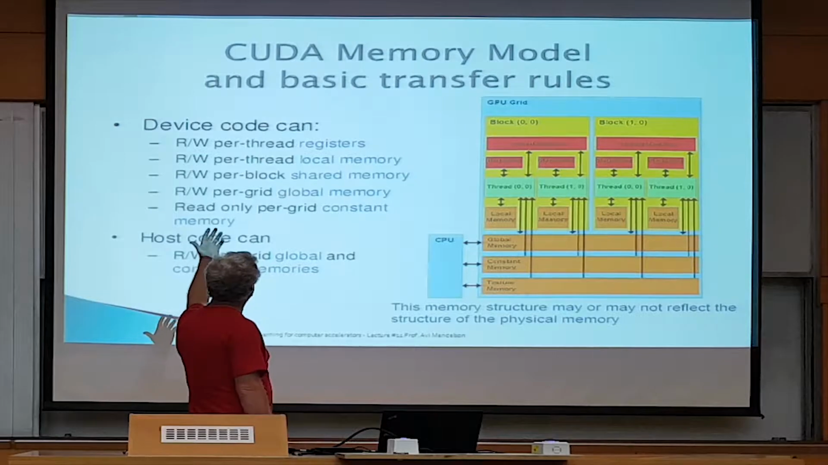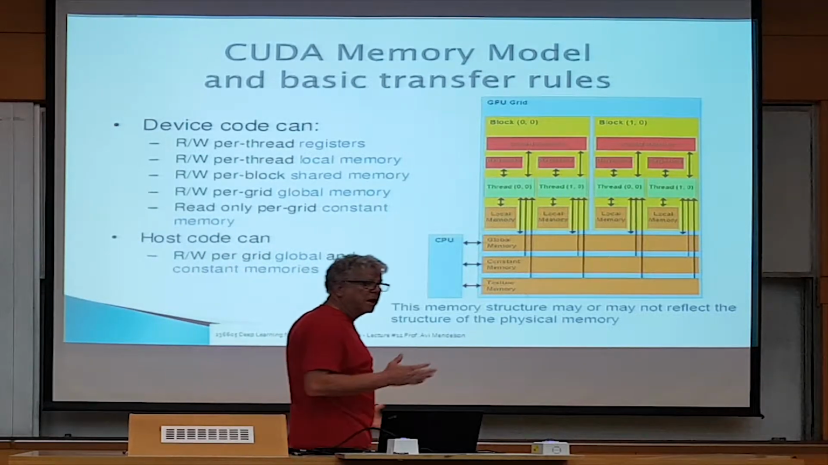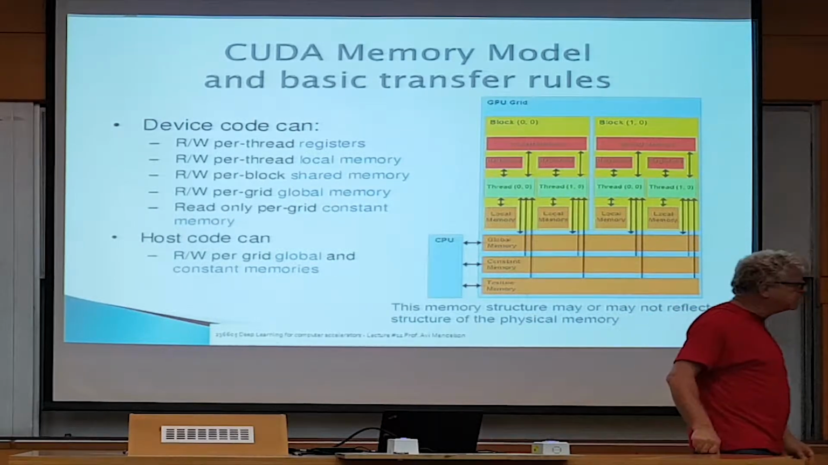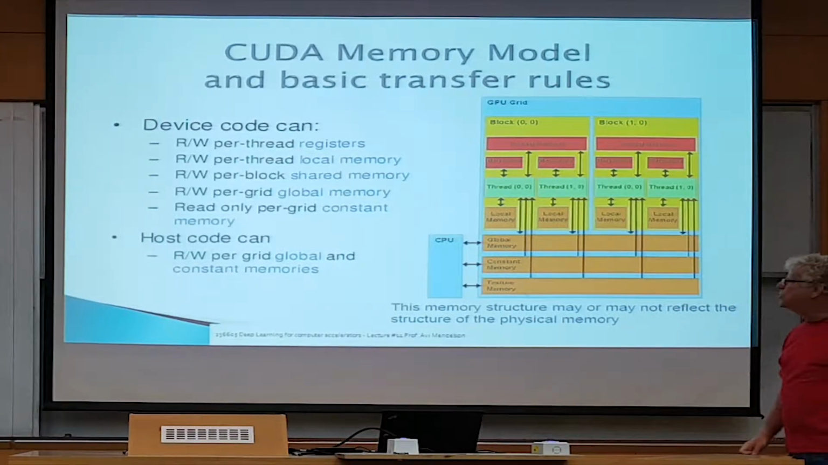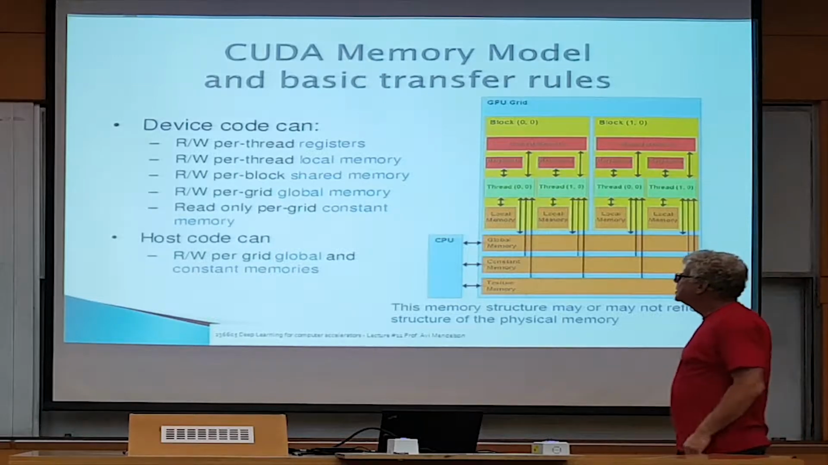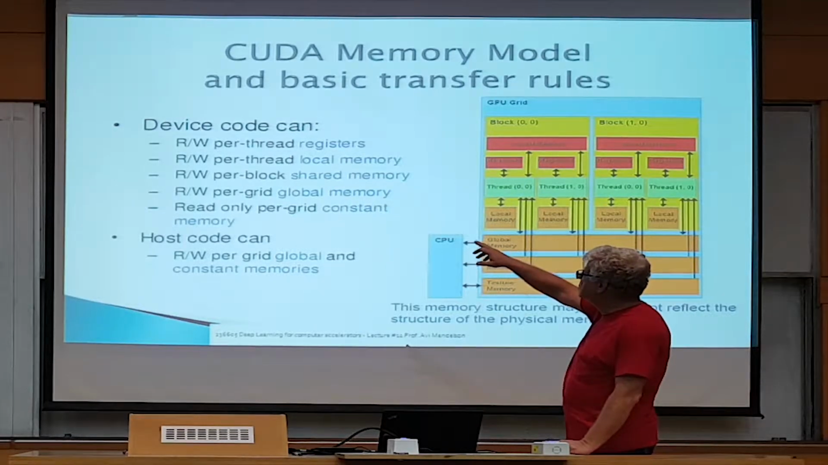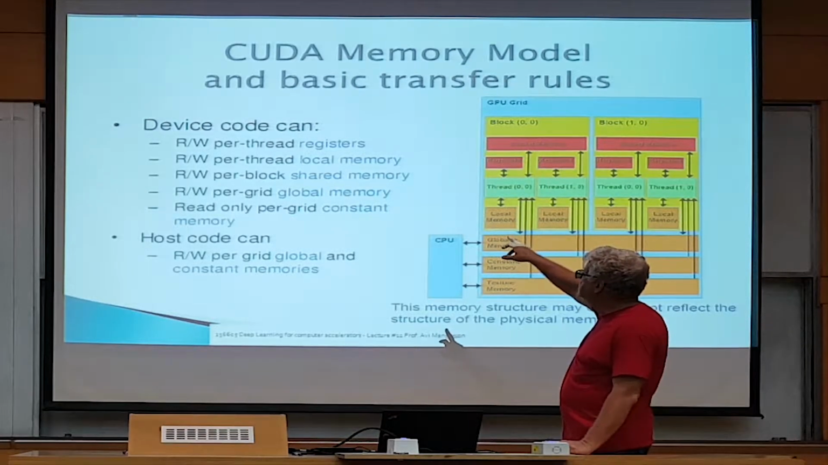Now, what happens if the shared memory is not enough? You have larger data. This is something a little bit tricky, because then the system automatically creates something which is called local memory. And the local memory is, by the way, per thread.